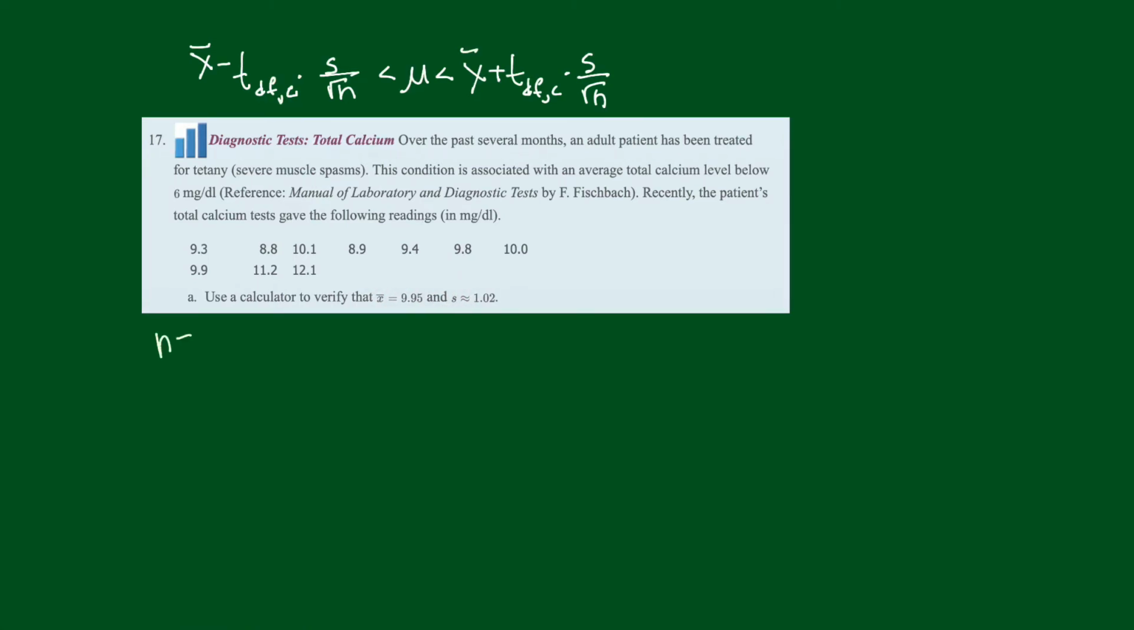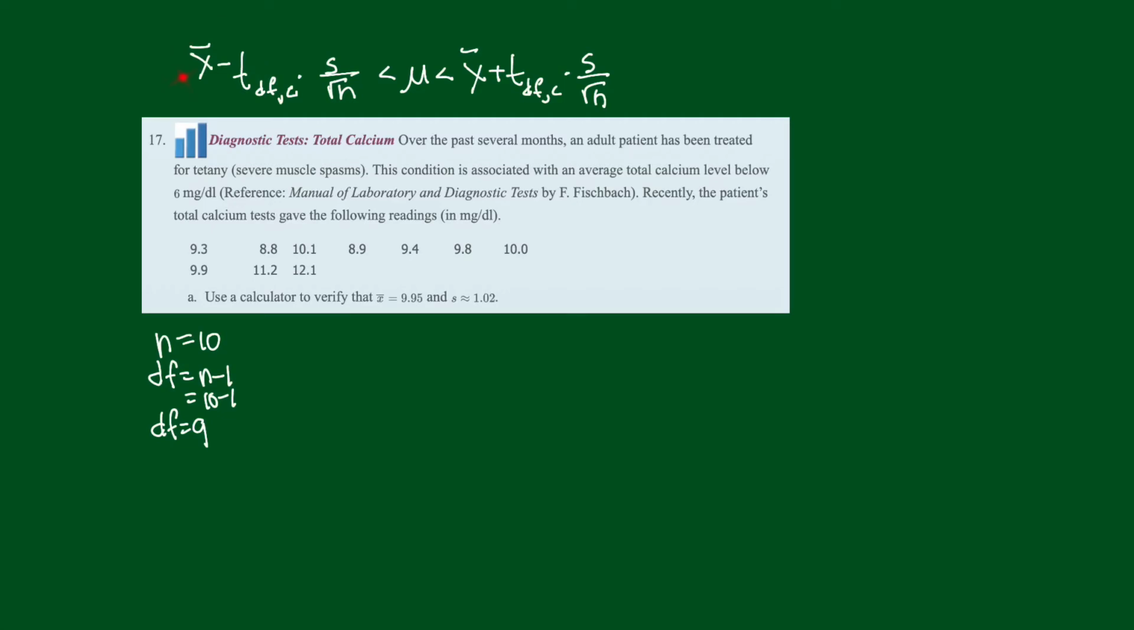Now we have n equals 10, and I know it's a t-distribution, so I know I'm going to need degrees of freedom, which is sample size minus 1, 10 minus 1 in our case. So the number of degrees of freedom we're going to use is 9. Now, here's our formula right here. Let's just substitute numbers in.